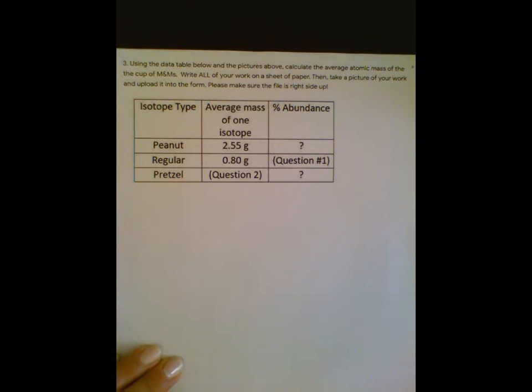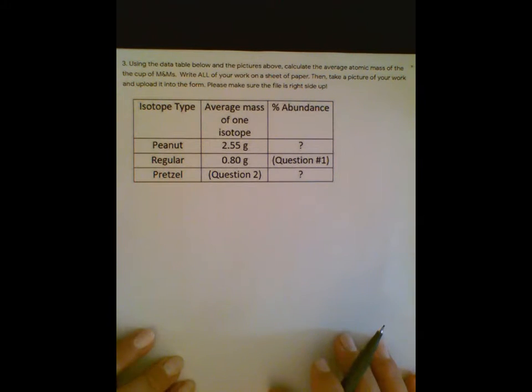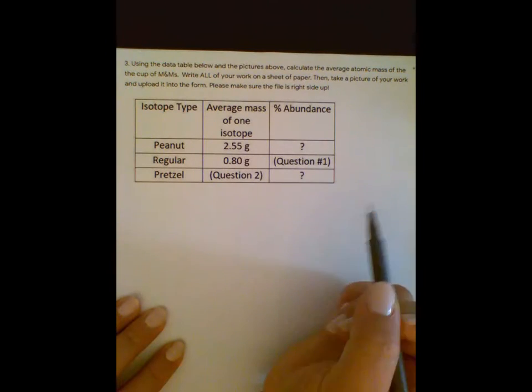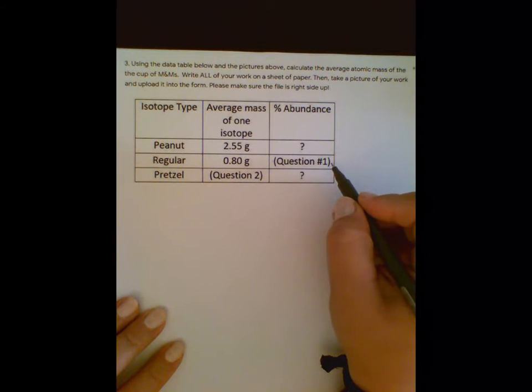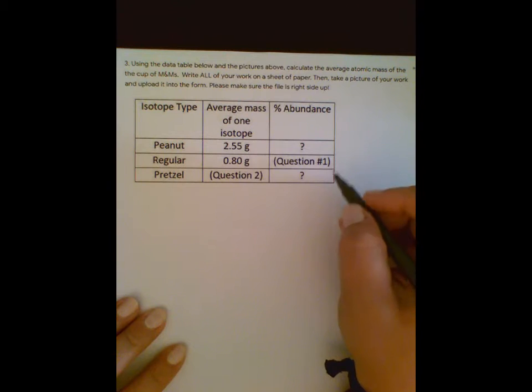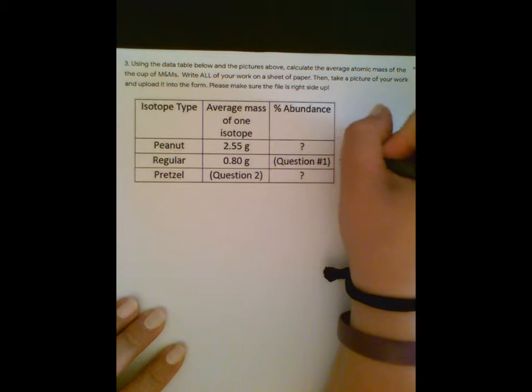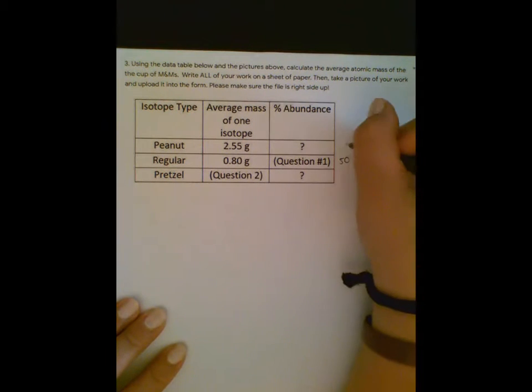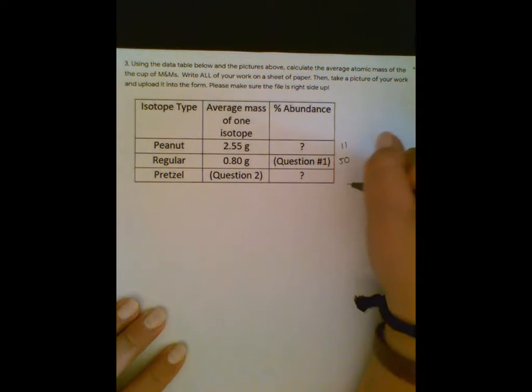Okay, so to answer this question, we need a couple of different things. The first thing is that we need to know how many of each of the M&Ms we had from the picture up above. So you were already asked to find the percent abundance of the regular M&Ms in question number 1. So you should have counted up that there were 50 regular M&Ms to answer that part. Then there are 11 peanut M&Ms from that picture and 18 pretzel M&Ms.